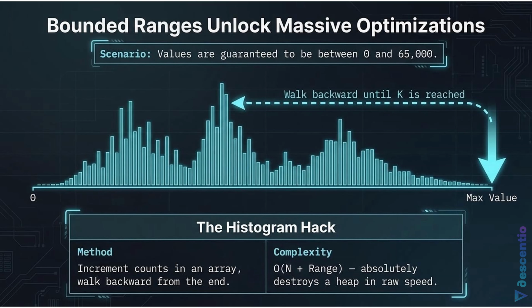There are no tree rotations, no logarithmic overhead, no recursive stack frames. It perfectly demonstrates that the most optimal algorithm is often just the one that best exploits the physical constraints of the data itself. Exactly. It's about knowing your data.